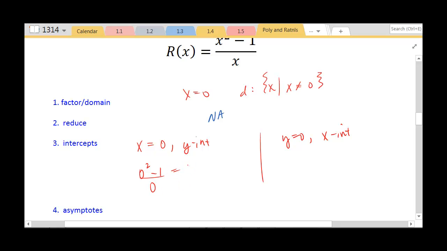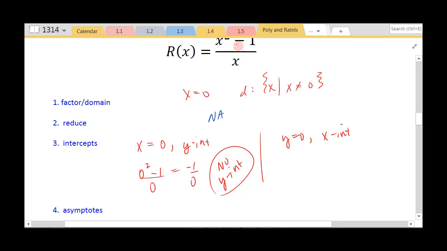And what happens when I have negative 1 divided by 0? I can't have that, right? So that means there is no y-intercept. Excuse me, no y-intercept, I should say. And so no y-intercept occurring.